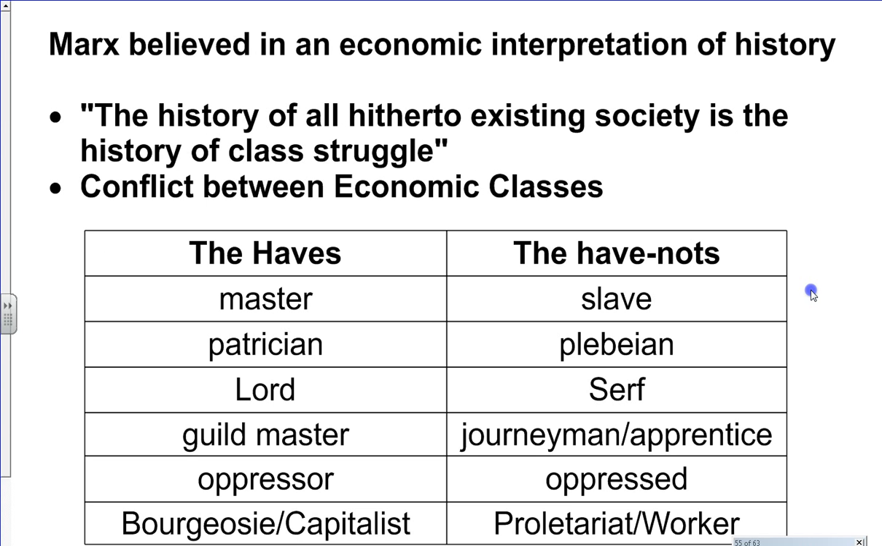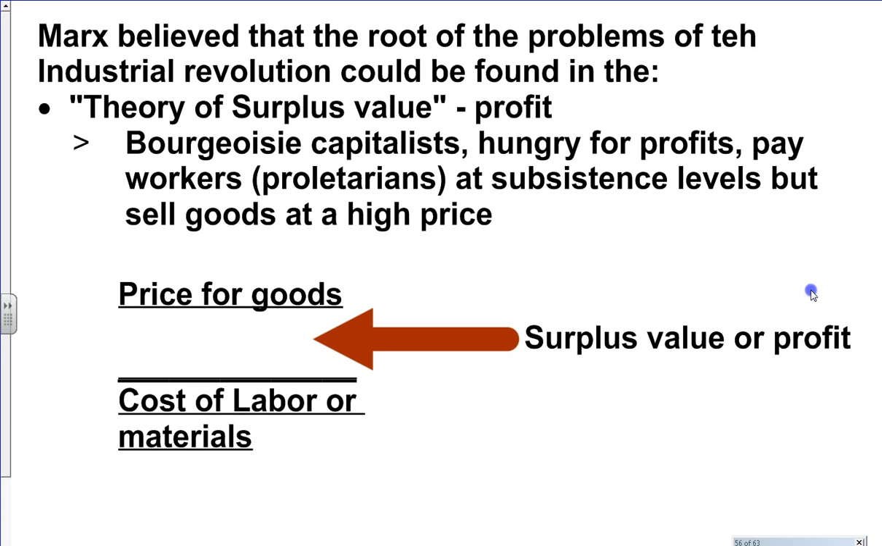Okay, Marx believed in an economic interpretation of history. He said the history of all hitherto existing society is the history of class struggle. He talked about a conflict between economic classes. You had the haves and the have-nots. And here's the different ways he brought it out. Eventually, to the bottom there, you got to the bourgeoisie, which was the capital, and the proletariat, which were the workers.